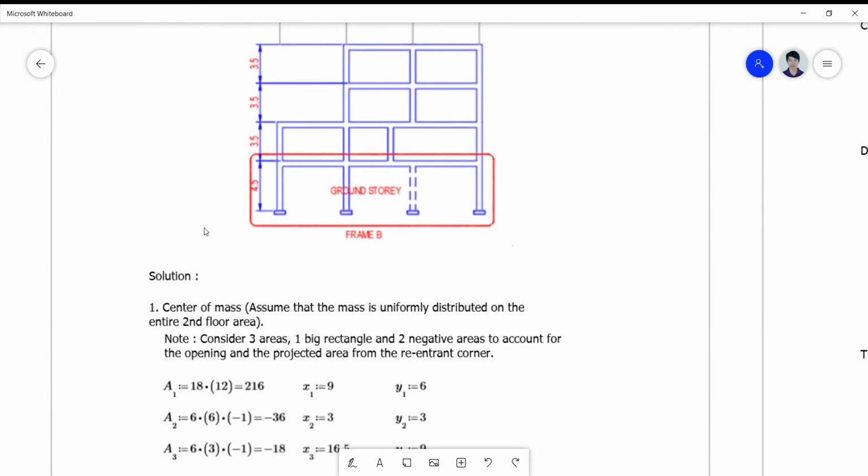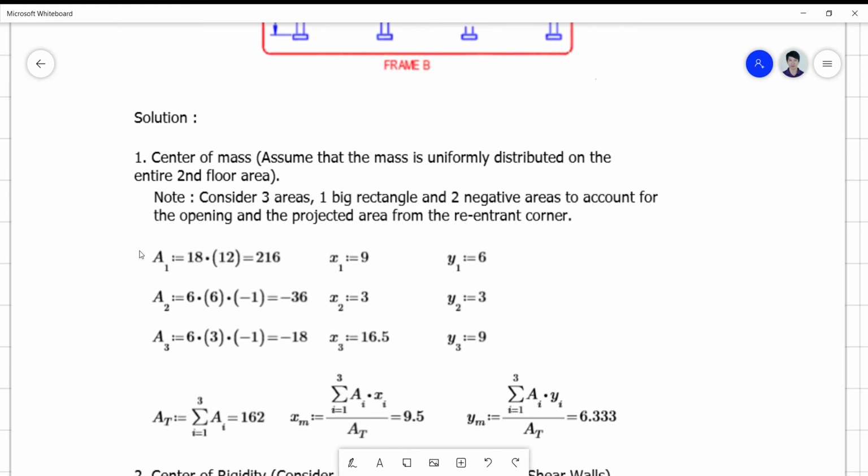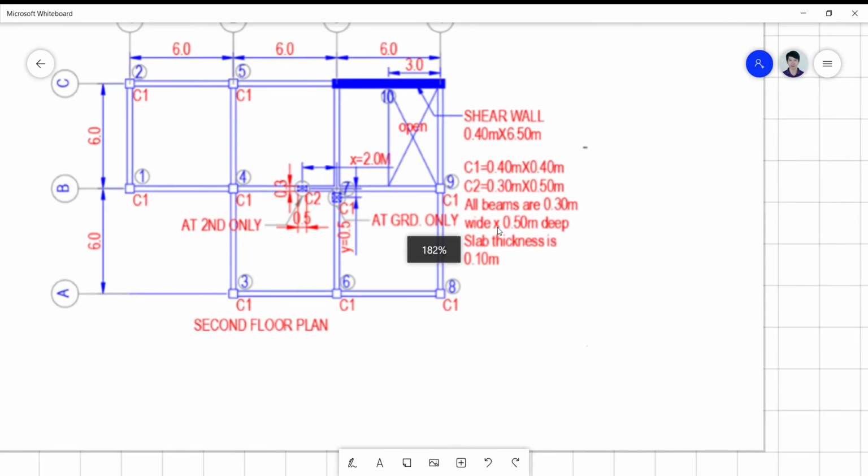So for the solution of the center of mass, or we can abbreviate it as CM, we first assume that the mass is, of course, uniformly distributed on the entire second floor area. And note that if we consider three areas, one big rectangle and two negative areas to account for the opening and the projected area from the re-entrant corner, we can evaluate or solve for the center of mass on the basis of Varignon's theorem here. So we're now looking into a scenario wherein this whole floor is considered a positive area, and this re-entrant part here is a negative area, including the opening here.